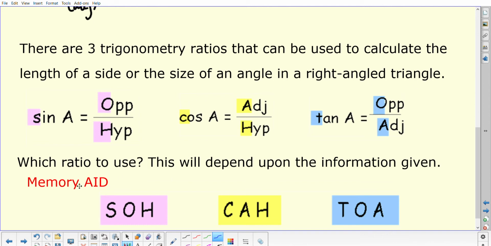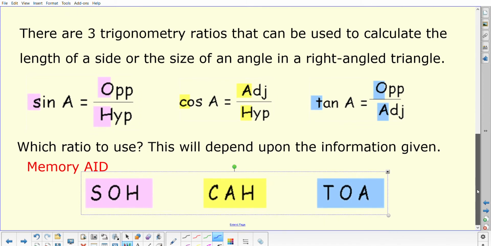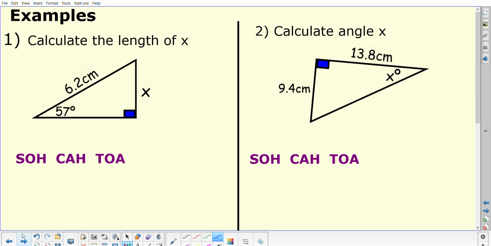So remembering this almost fancy word that you should try to remember, SOHCAHTOA, but know what each of the little ratios stand for. So we're going to use that.